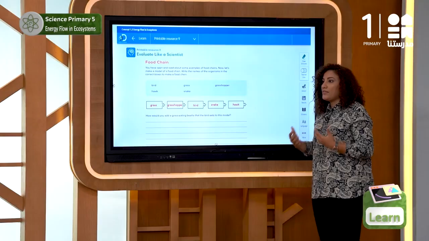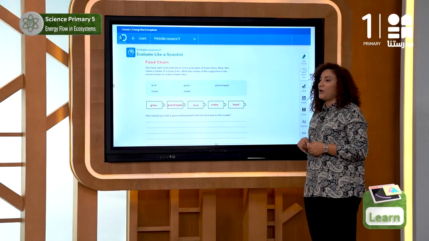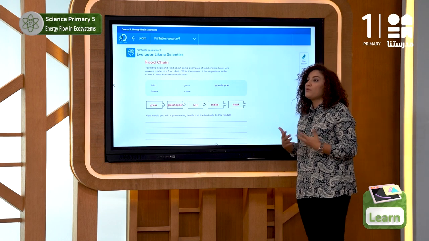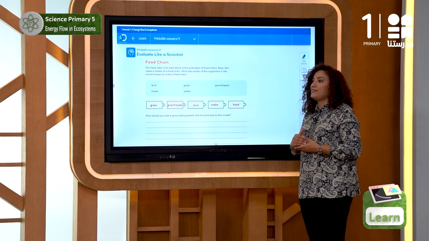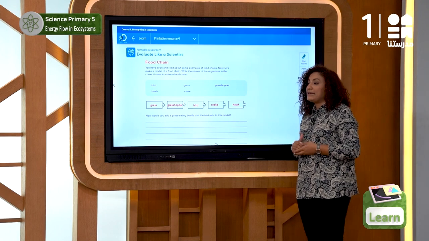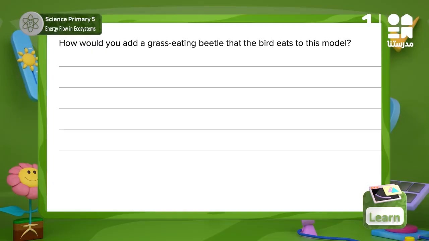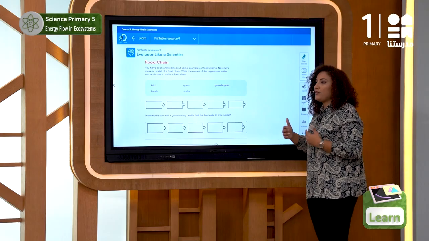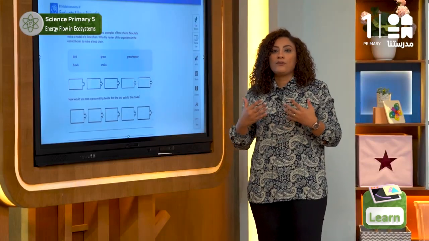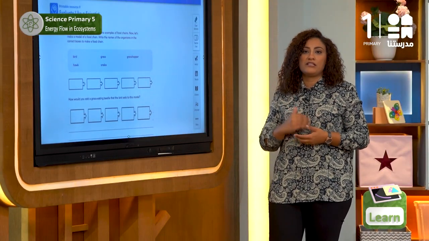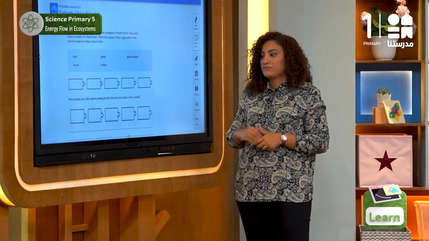This will take us to the second part of the activity. How would you add a grass-eating beetle that the bird eats in this model? Let's think. Where could we add it? Should we draw a new arrow, or could the beetle replace one of the organisms in our model?